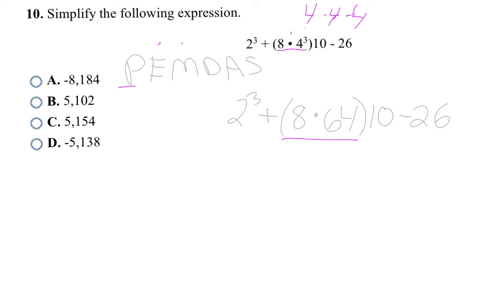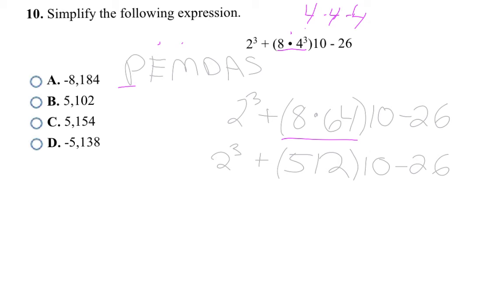And now I'm going to do that multiplication. 8 times 64 is 512. And then I'm going to write everything down before and after it also. And so now the parentheses, there's no operations left in there. They're just showing multiplication now.